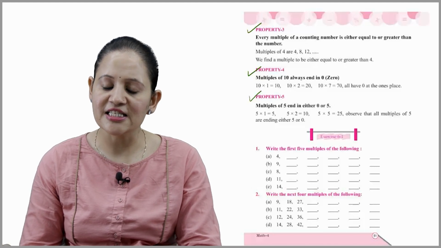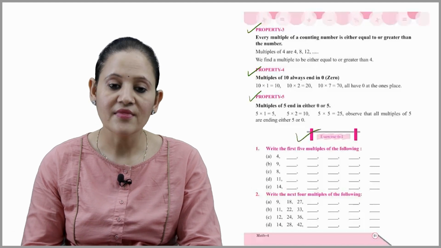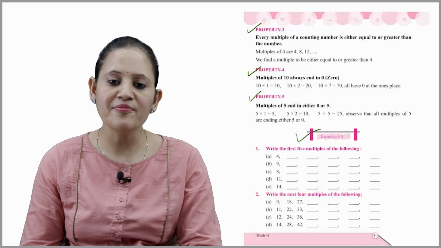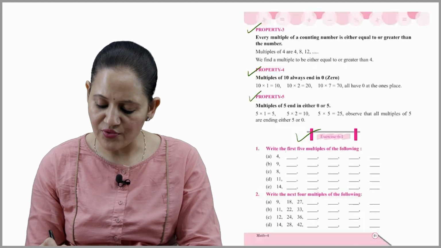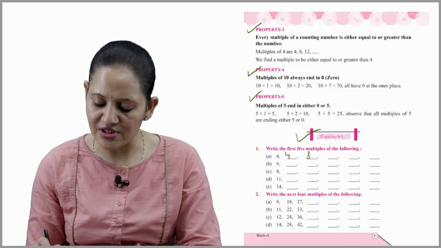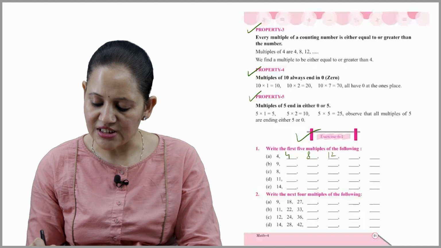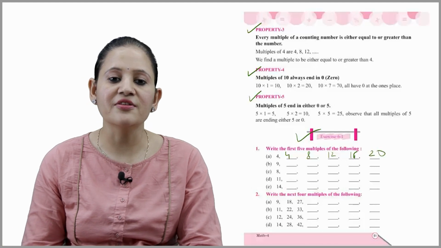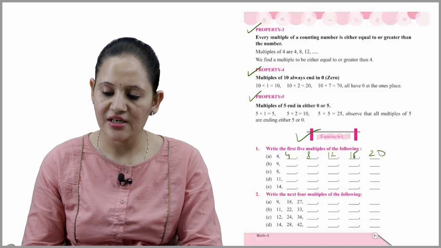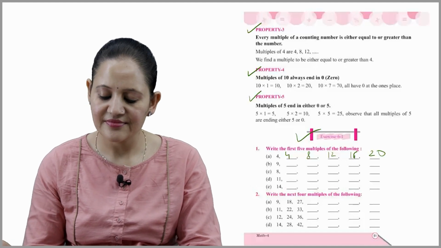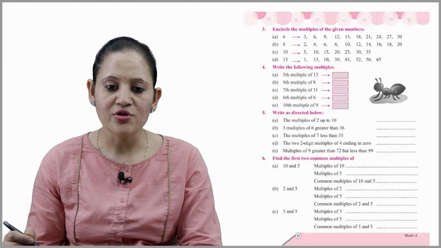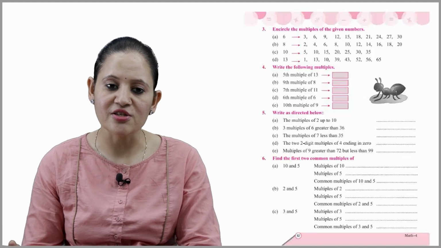नेक्स्ट इज एक्सरसाइज 6.1. राइट द फर्स्ट 5 मल्टीपल्स ऑफ द फॉलोइंग. सो 4 के मल्टीपल्स लिखने हैं. 4 into 1 4, 4 2 are 8, 4 3 are 12, 4 4 are 16, 4 5 are 20. So these are the first 5 multiples of 4. Clear? So practice all the questions of this exercise. Next, you have to practice all the questions of exercise.